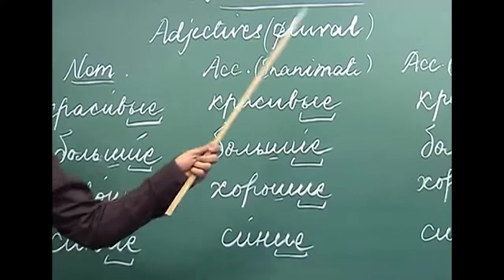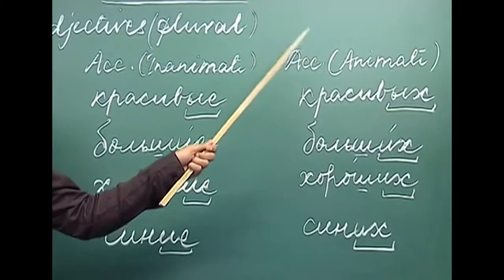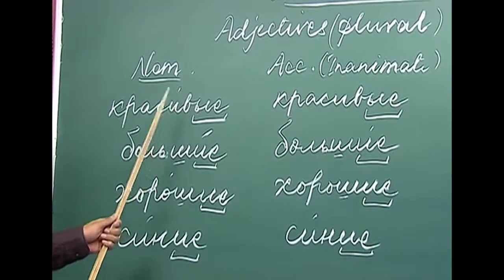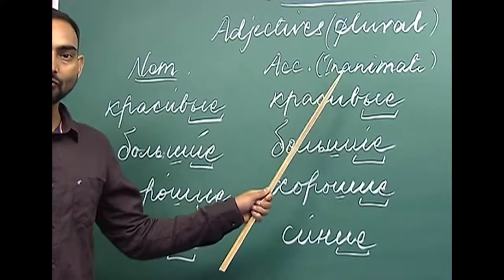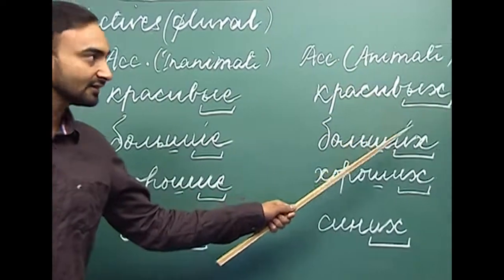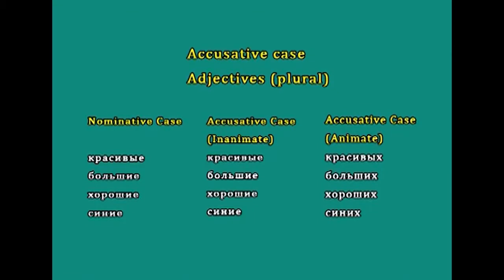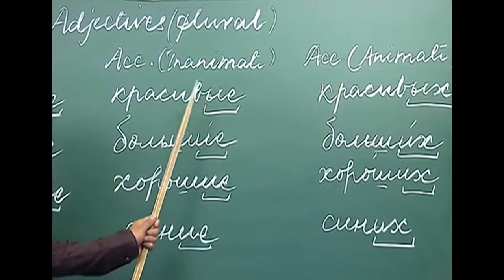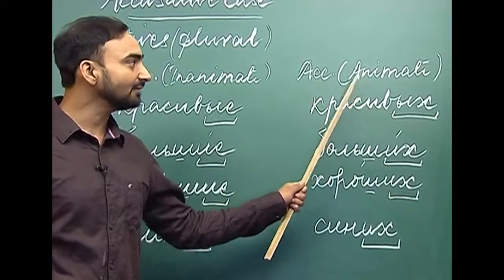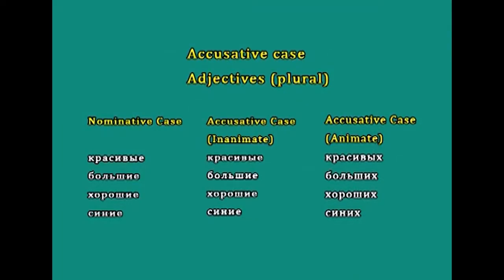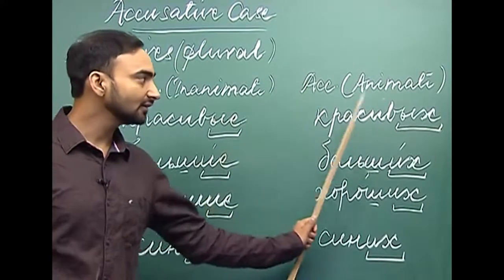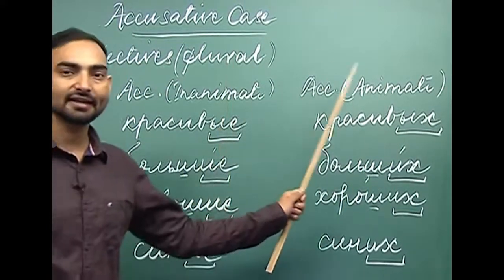Here, the adjectives which qualify animate nouns. As you can see, красивые, which means beautiful, does not change if it qualifies an inanimate noun, but it changes here if it qualifies an animate noun. So, красивые remains красивые if it qualifies an inanimate noun, but it becomes красивых if it qualifies an animate noun. What change are we making in this word? We are replacing the ending ые with х. Красивые, красивых.